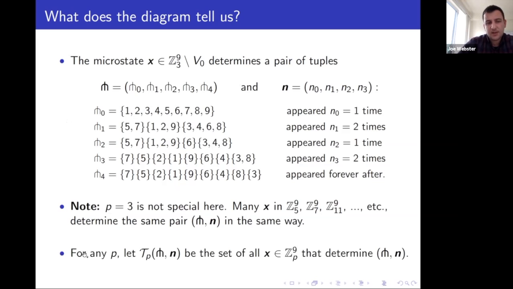However, it does not hurt to say that for any p, we're going to let tau_p of the pair, pitchfork and bold n, be the set of all states in Z_p to the 9 that determine this pair, that is, determine the chart of data that we've seen. Notice that if p is 2 for this particular pair, then tau sub 2 of the pair is empty. So it's still defined, it's just not interesting when p is too small.